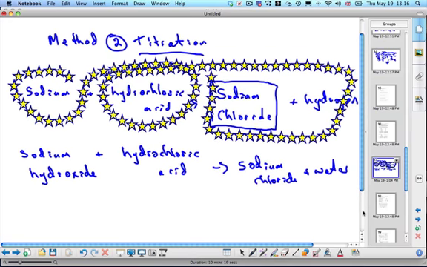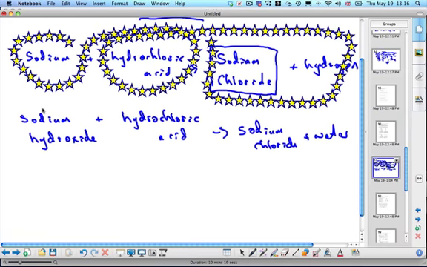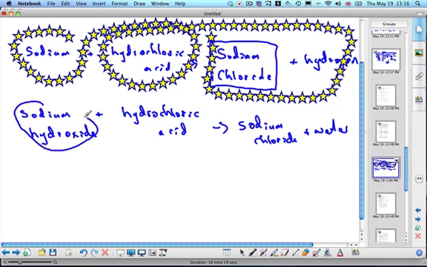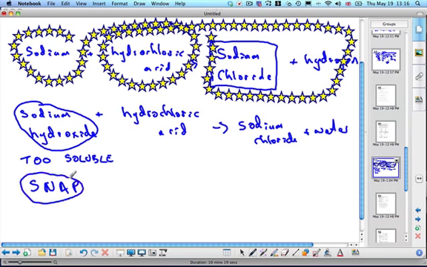However, the problem is this, folks. Sodium hydroxide is just too soluble in water. Indeed, anything that has got sodium in it, nitrate in it, ammonium in it, or potassium in it will always be soluble. That's known as the SNAP law. SNAP! Such fun.